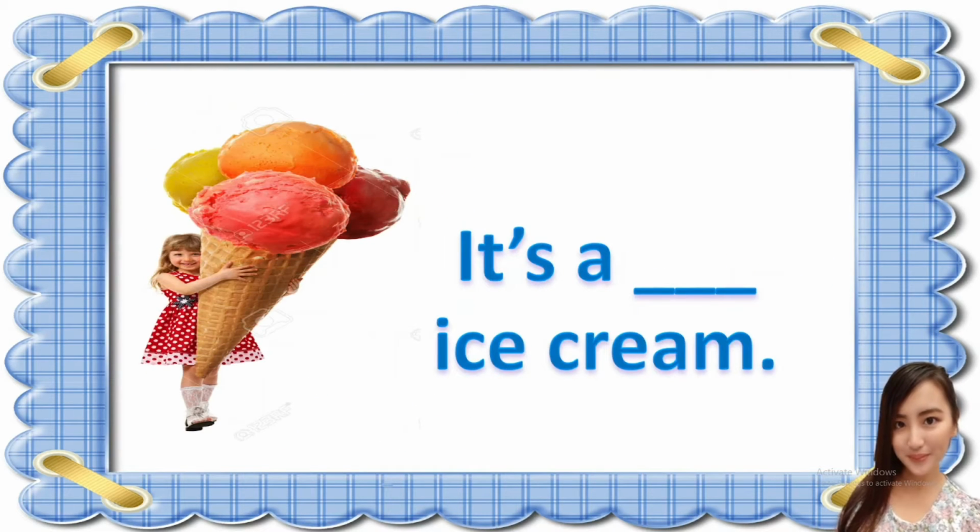Another example. It's a blank ice cream. So what word or adjective can you use to describe this ice cream? Big. It's a big ice cream. Great.